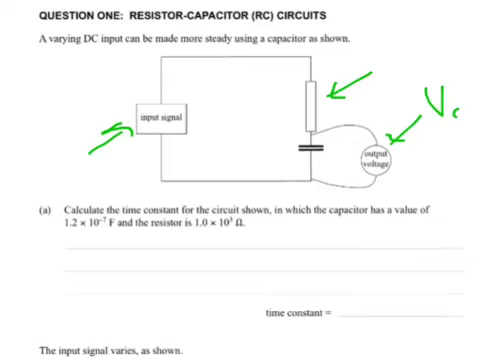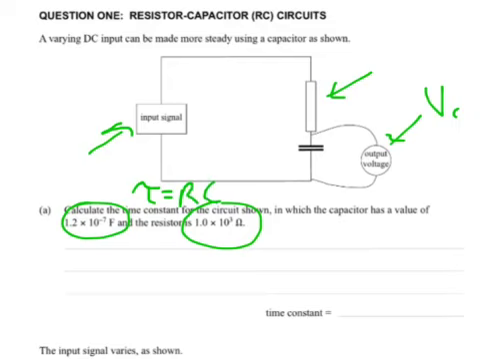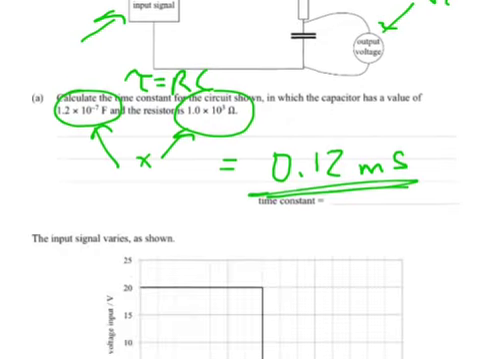A is calculate the time constant tau for the circuit shown in which the capacitor has a value of 1.2 times 10 to the minus 7 farads and the resistor is 1.0 times 10 to the 3 ohms, which is 1 kilo ohm. So remember, the time constant is the resistance times the capacitance. So in this case we just multiply these two together and we end up with 0.12 to 2SF, because everything's 2SF, and it's milliseconds. Small m, small s, milliseconds, 0.12 milliseconds.